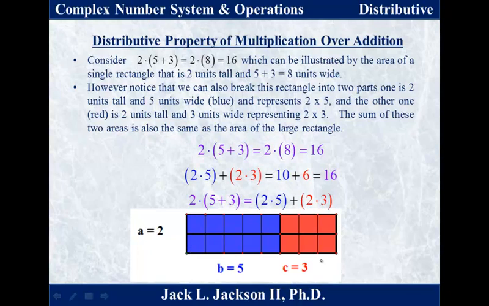2 high and 8 wide. So the total number of blocks that we have here, 16, is 2 times 8. Of course, 8 is 5 plus 3, so this is 2 times (5 plus 3) as well. On the one hand, we could do the addition first, 5 plus 3, get 8, then 2 times 8 and get 16. But there's another way of looking at this.